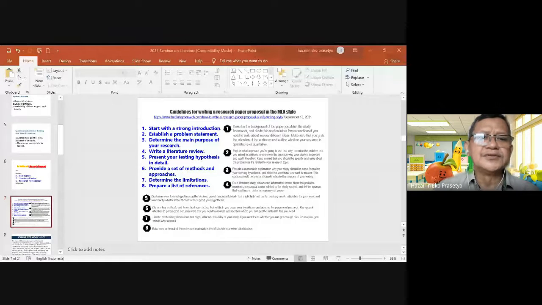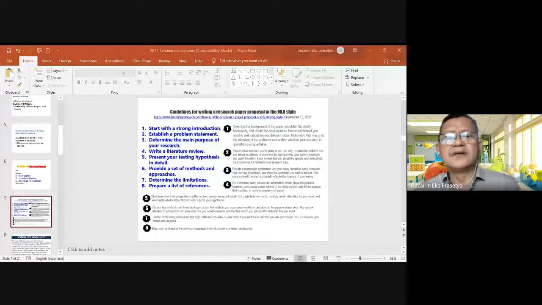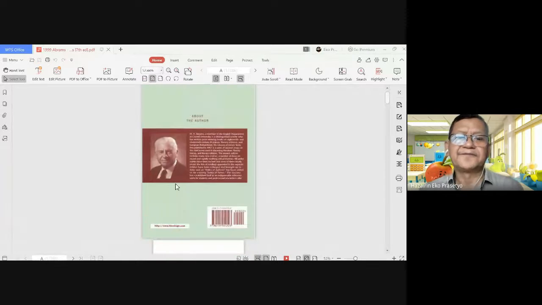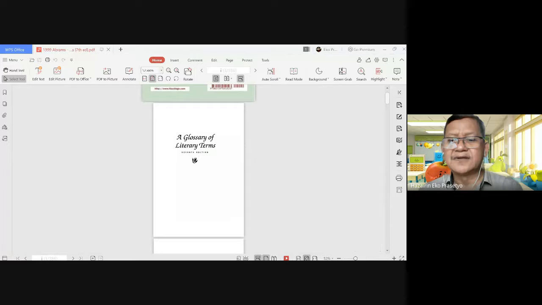I'm going to show you this. Abrams. Okay, let me show you the book. Okay, this is the book. Can you see it? The glossary of literary terms. Abrams. The glossary of literary terms. Can you see it on the screen?